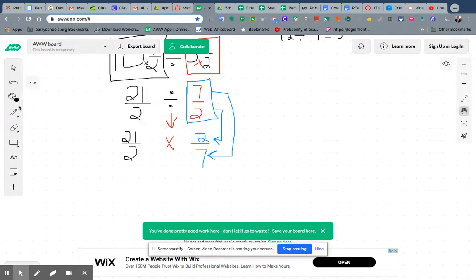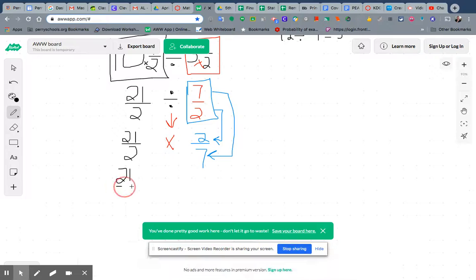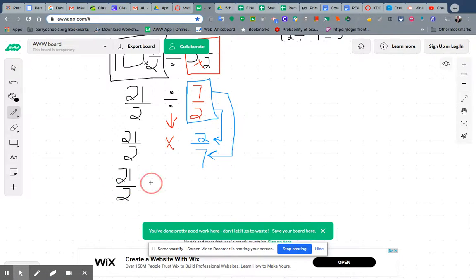Next, I'm going to take 21 over 2 and multiply it by 2 over 7. We're going to multiply across here and across here. 21 times 2 is going to be 42. 2 times 7 is going to be 14, and I get 42 over 14.